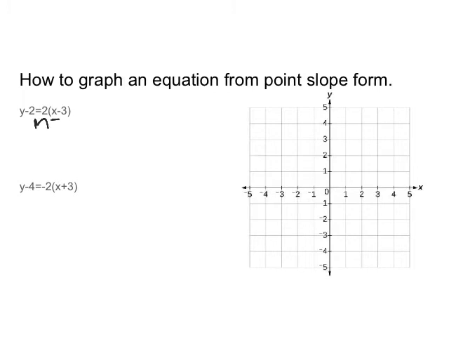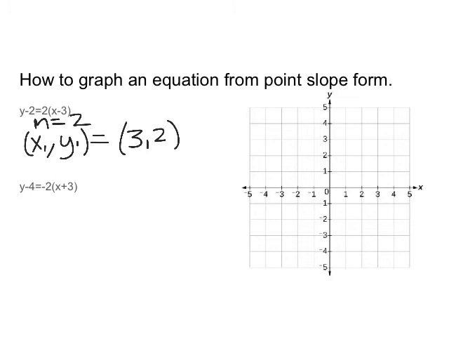So our slope for the first one, our rule is y minus 2 equals 2 times x minus 3. So our slope there is 2. And then our x1, y1, our coordinate, well, this one has minuses, but minuses are fine, right? That was part of the original equation. So that means my point is going to be 3, 2.